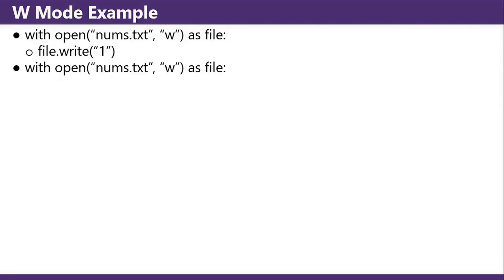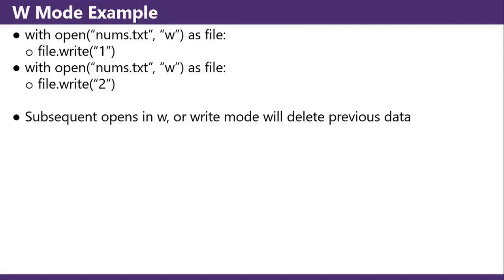W mode example. With open nums.txt w as file, file.write(1). With open nums.txt w as file, file.write(2). Subsequent opens in W or write mode will delete previous data. Nums.txt will only contain 2 after that second write.